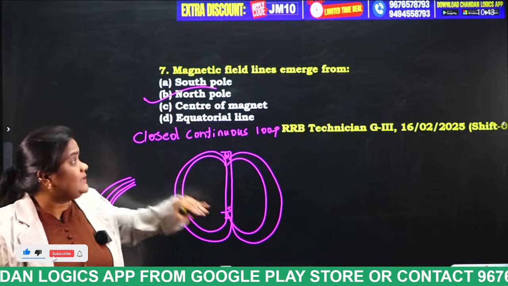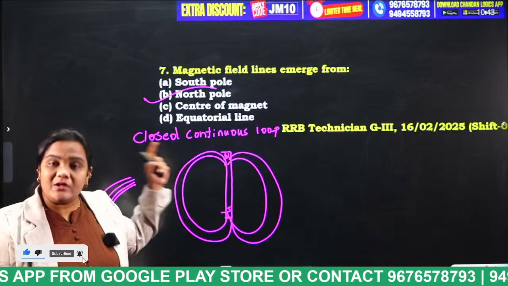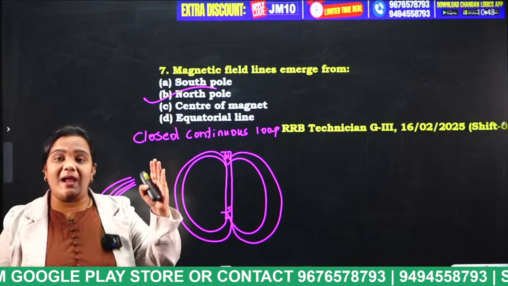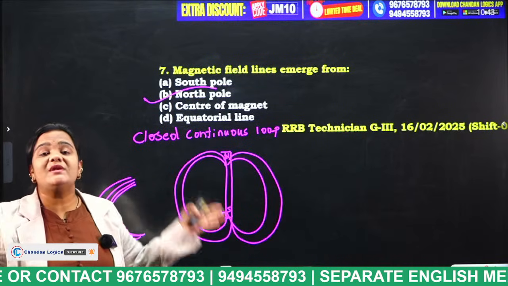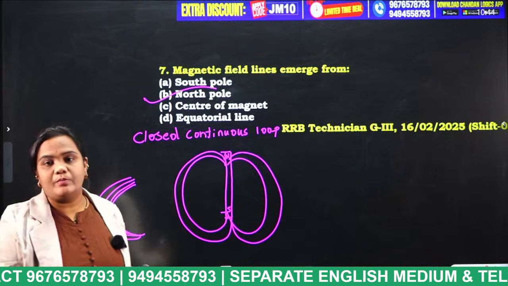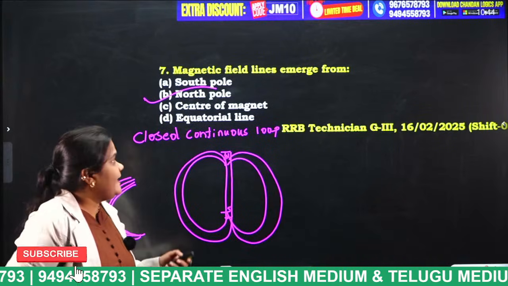Actually the magnetic lines emerge from where? North pole, and they will enter into the south pole, and again from the south pole they will enter into the north pole. So this is actually a continuous closed loop. Okay, very good. Next question.